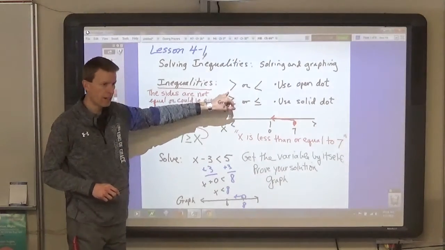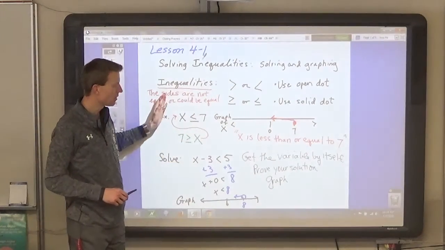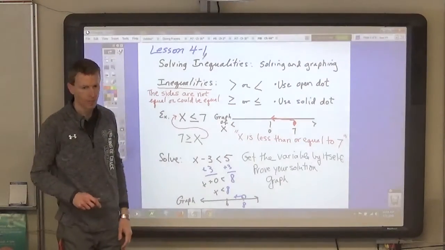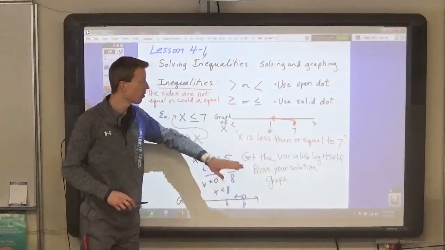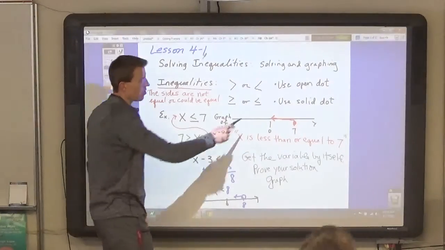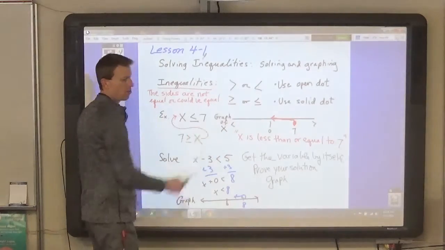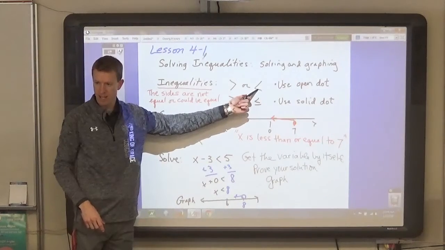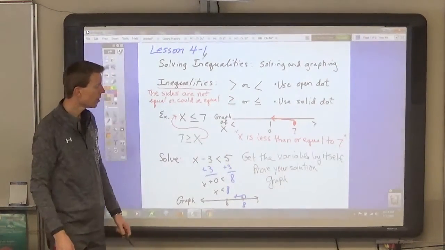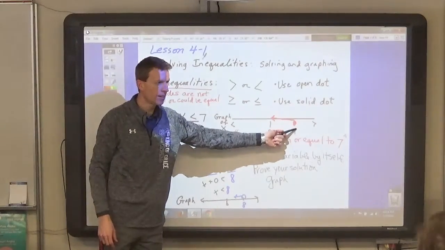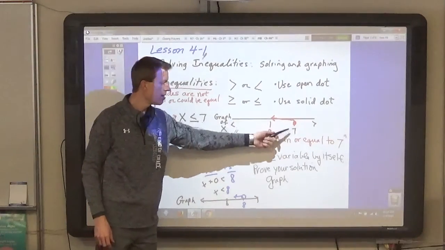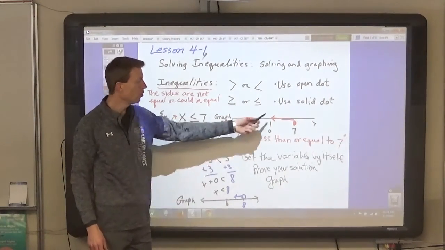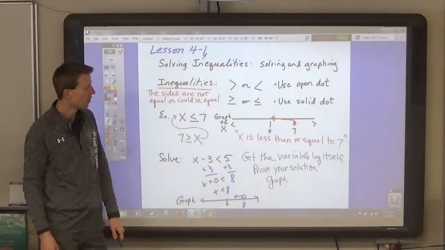It either has a greater than symbol, which means the left side is greater than the right side, or it has a less than sign. When you're looking at a graph, it would use an open dot if you have either of these two signs. An open dot means either greater than or less than. If the graph has a solid dot on it, that means that number is either greater than or equal to, or less than or equal to. So it includes the number in the solution if it has a solid dot.